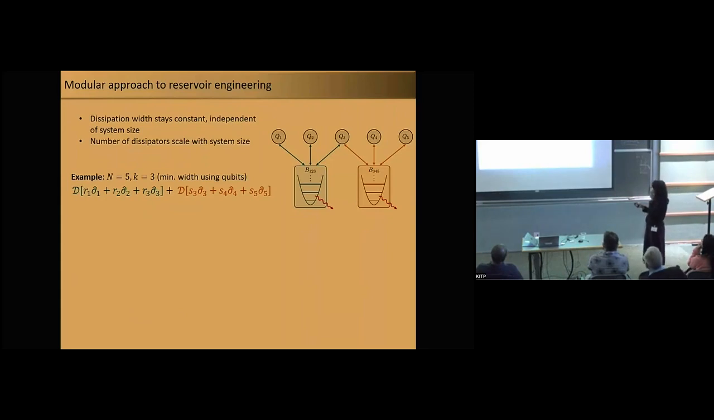So I would call this a width 3 dissipator because it is talking to 3 qubits at a time. The total system size is 5. And this is the sum of 2 dissipators I will get because these 2 bosonic modes are completely independent. You can play some interesting games if they are correlated, but for the purposes of this talk, I'm going to consider them completely uncorrelated.